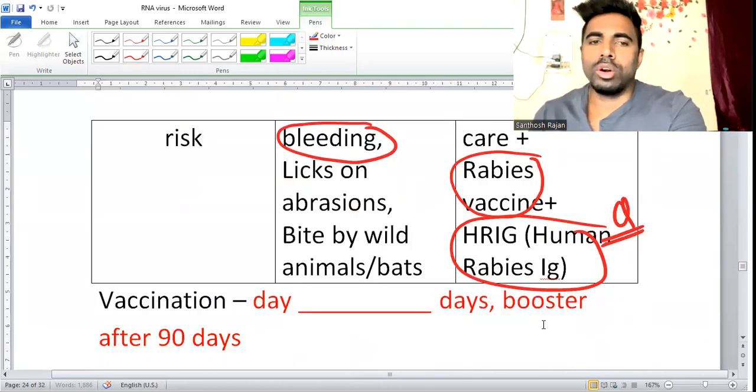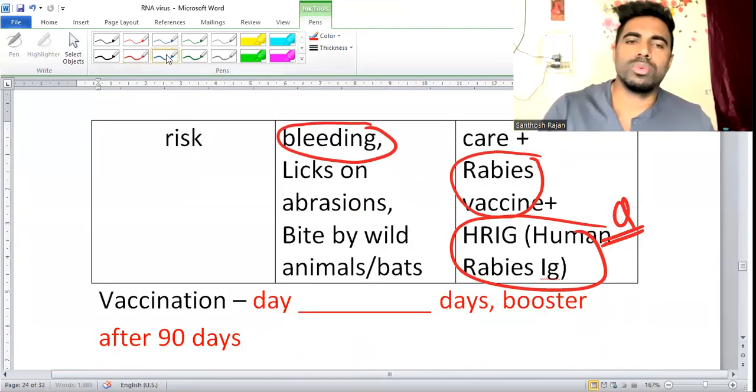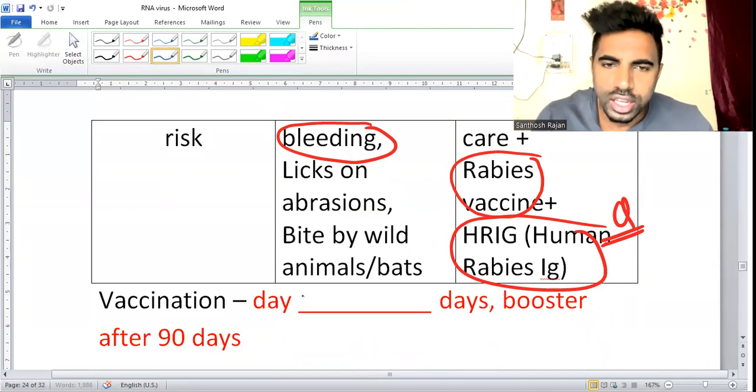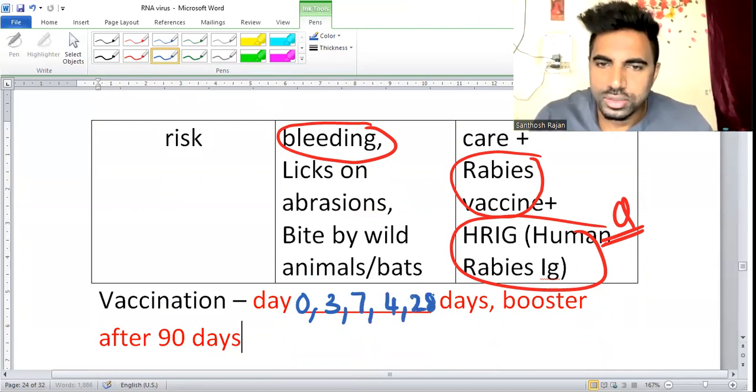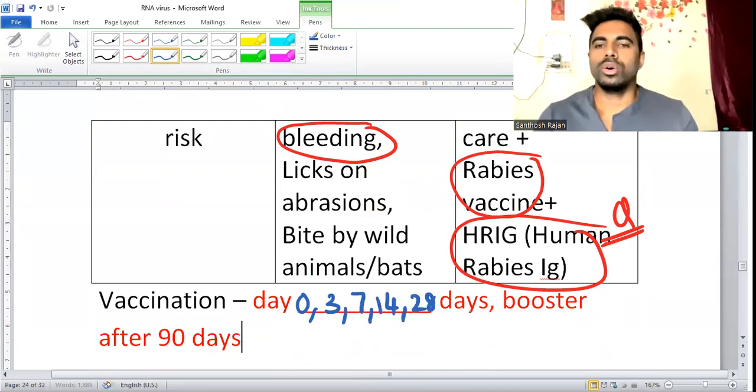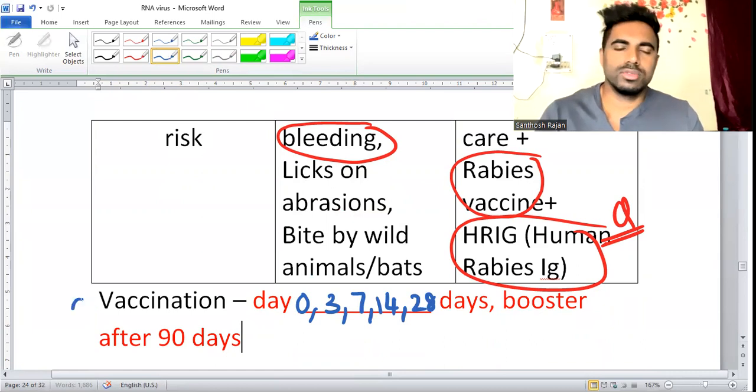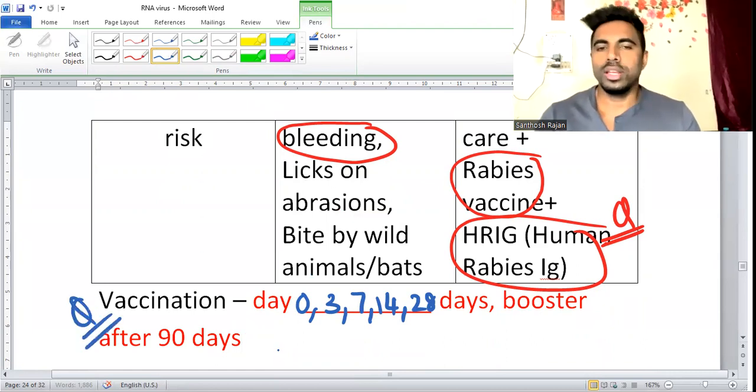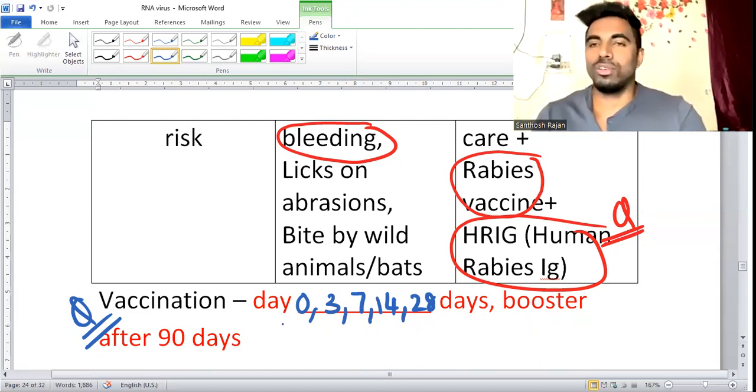Now the doses. What are the vaccine doses generally after a bite? You start at 0, 3, 7, 14, 28, plus one booster at 90 days. Very important. This can be a question. 0, 3, then 3 plus 3 is 6 but you make it 7. 7 into 2 is 14, 14 into 2 is 28. And then the booster after 90 days. That's it.